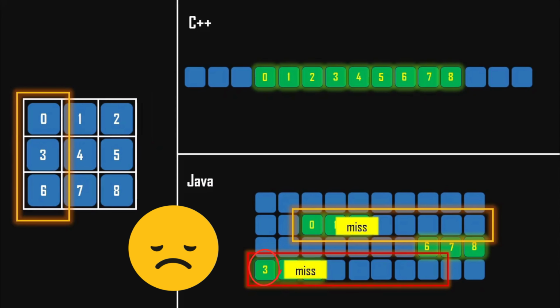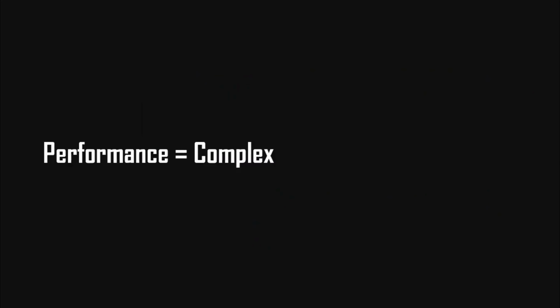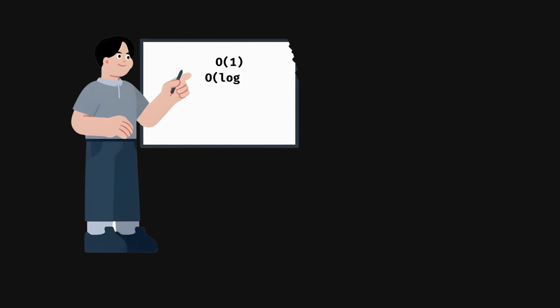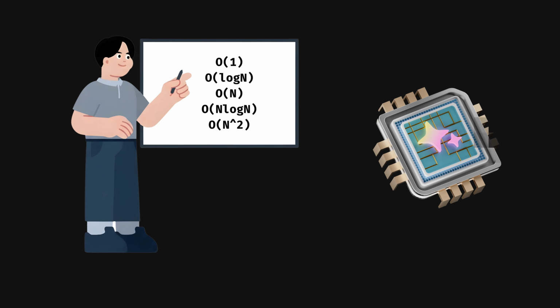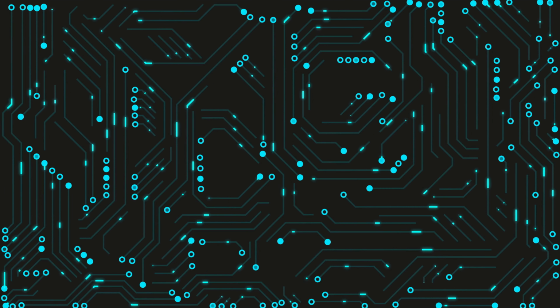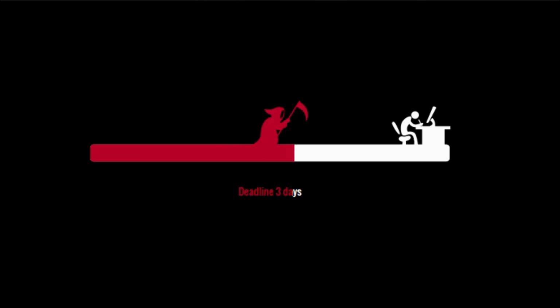As you transition from writing simple competitive programming solutions into designing high concurrency systems, low level optimizations, and real world infrastructure, remember this formula: performance equals complexity plus hardware sympathy. Your code does not execute on an abstract whiteboard, it runs on physical silicon. You can optimize your big O complexity all day long. But if your data layout forces the CPU to constantly wait on memory, your system will crawl.